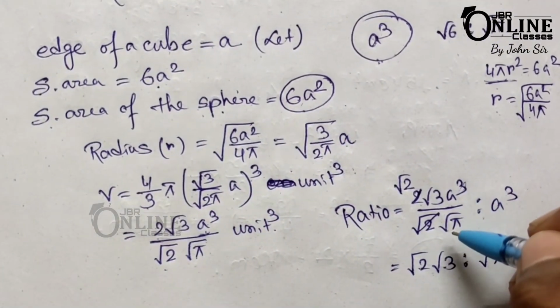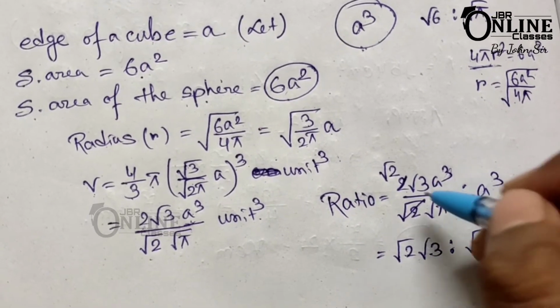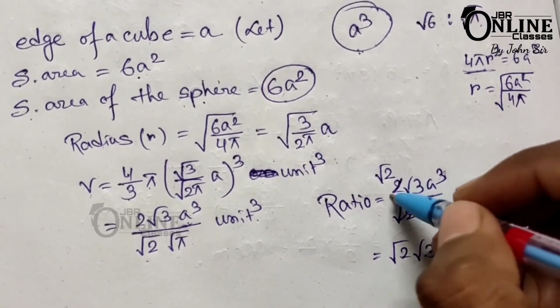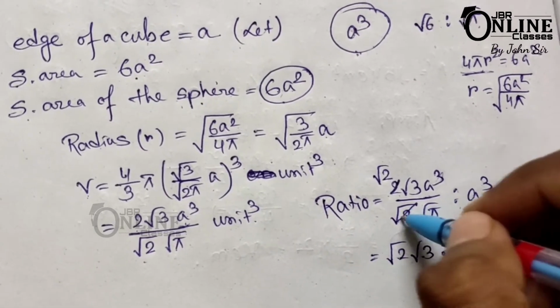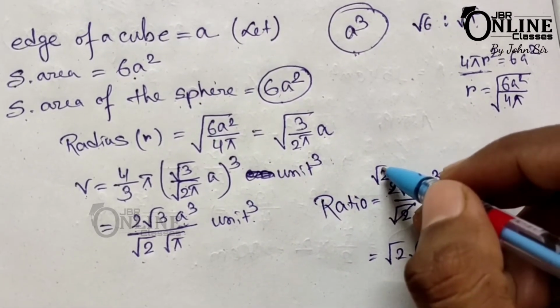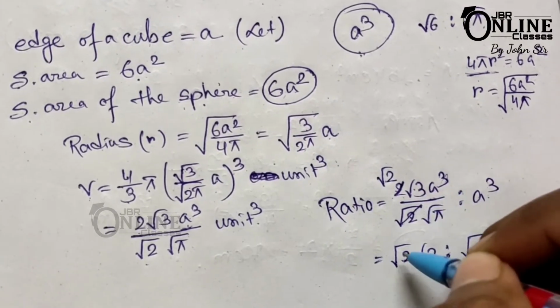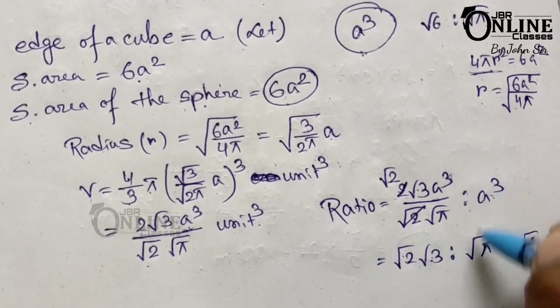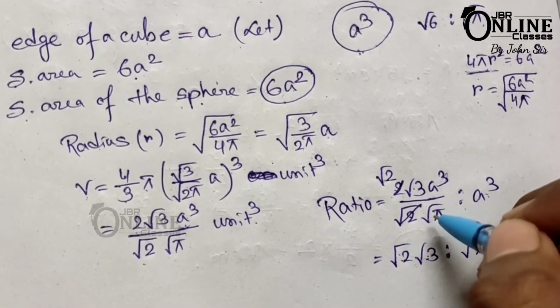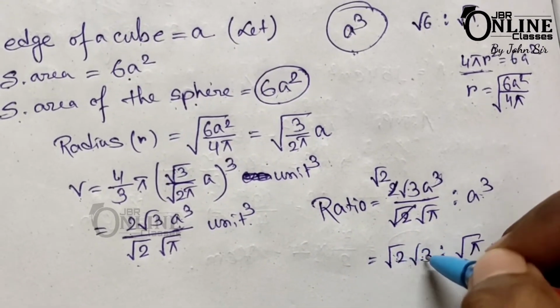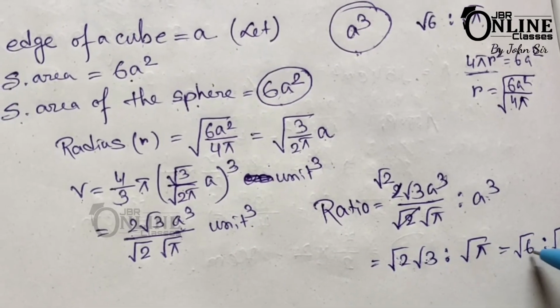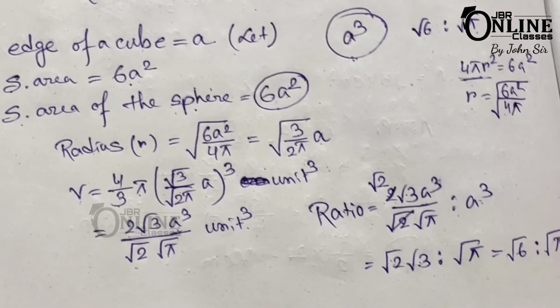Now you have to find out the ratio of their volumes. So here the answer as 2√3a cube by √2 is to a cube. So √2 cancel out with 2, and it becomes √2. Now √2 into √3, a cube cancel out. So here 1 by √pi as denominator. So here √pi. Now √2 into √3 equal to √6, is to √pi.